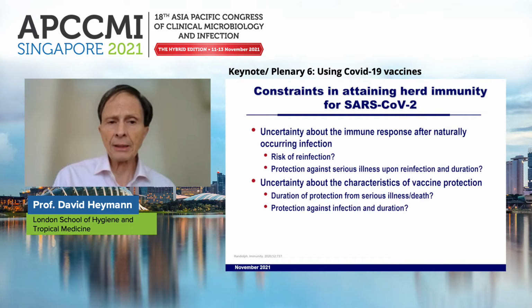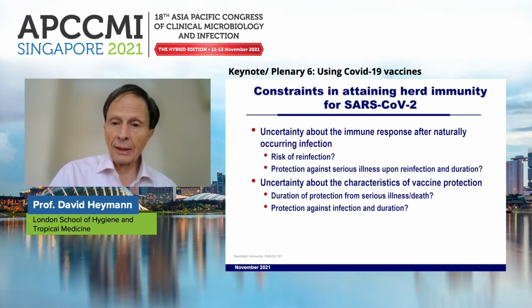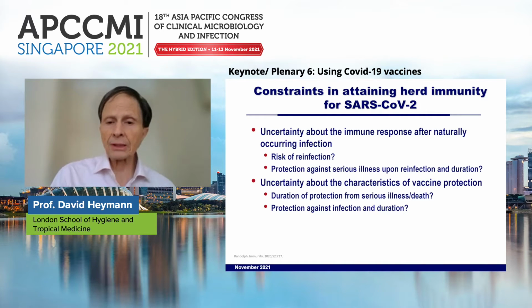At the same time, there's uncertainty about the characteristics of vaccine protection, the duration of protection from serious illness and death after vaccine. We know that it's continued during the 9 months of use of those vaccines, but how long will this continue? And will these vaccines protect against infection? We know that they don't protect against infection, and we don't know the duration of the protection that they do offer. So there are many questions in using SARS coronavirus vaccine as a herd immunity effect.